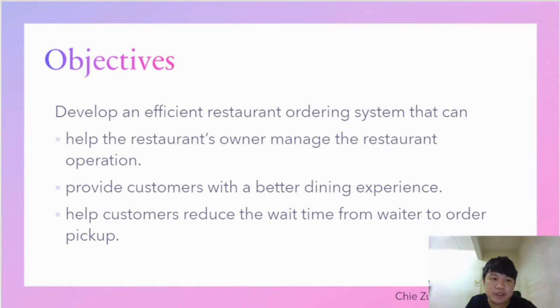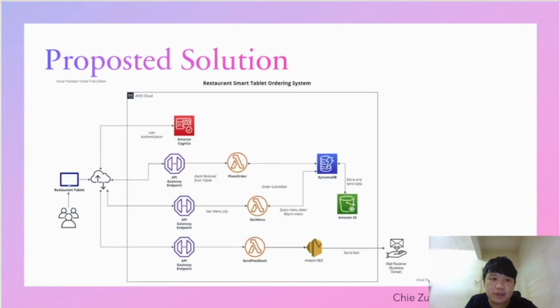For the proposed solution, this diagram is the architecture diagram of our restaurant smart tablet solution using the Amazon Cloud Platform. There are 5 Amazon platform components in our architecture diagram, which include AWS API Gateway, Amazon DynamoDB, Amazon S3, Amazon Lambda, Amazon Cognito, and Amazon Simple Email Service.